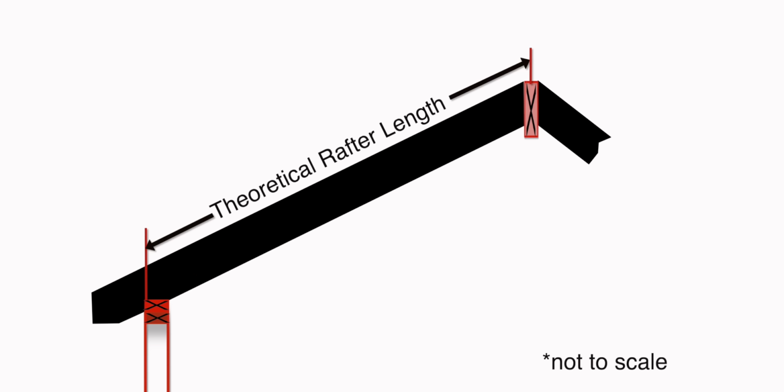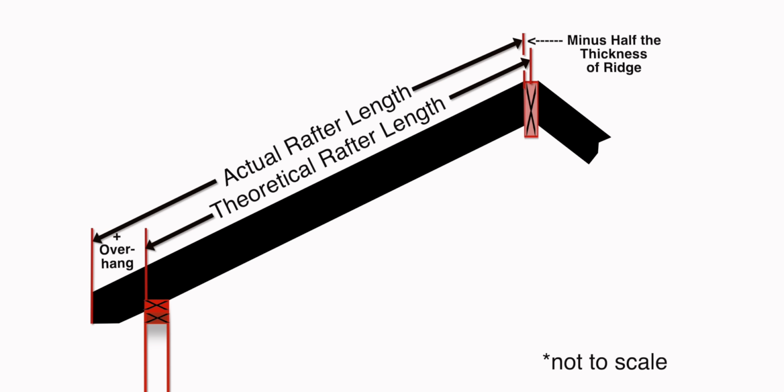The actual rafter length, on the other hand, is the theoretical length plus the overhang amount, whatever you choose that to be, minus half the thickness of the ridge board, again, whatever that might be. Bottom line, the theoretical length is a fixed measurement because the overhang amount and the ridge thickness can vary from roof to roof. So now that you know that, let's look at the step-off method in more detail.